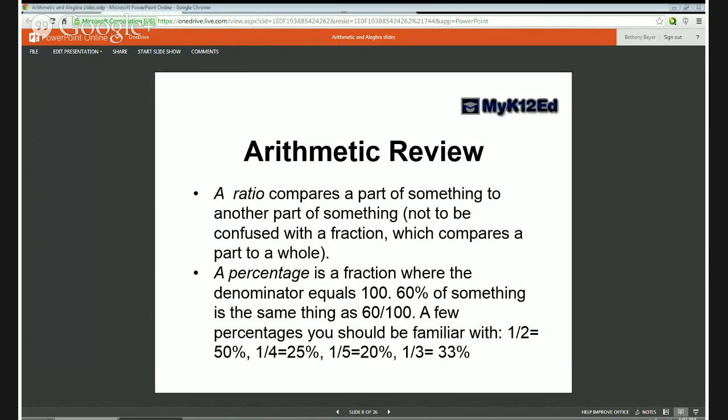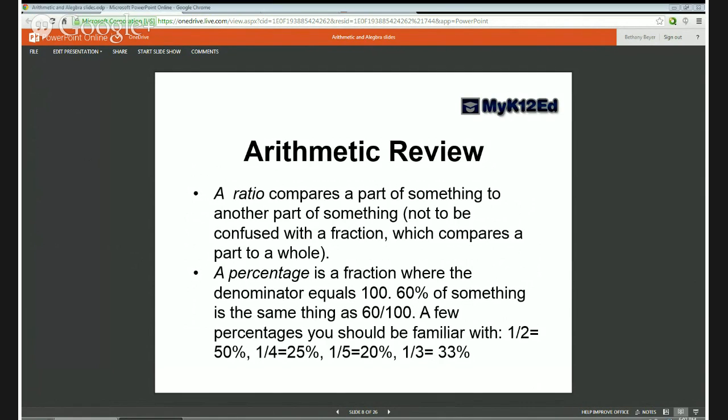A percentage is a fraction where the denominator equals 100. So 60% of something is the same as 60 over 100. A few percentages that you should just be familiar with, just because it saves you time on the ACT. 1/2 is 50%. That's probably something everybody would know, but just good to be familiar with. 1/4 is 25%. 1/5 is 20%, and 1/3 is 33%.